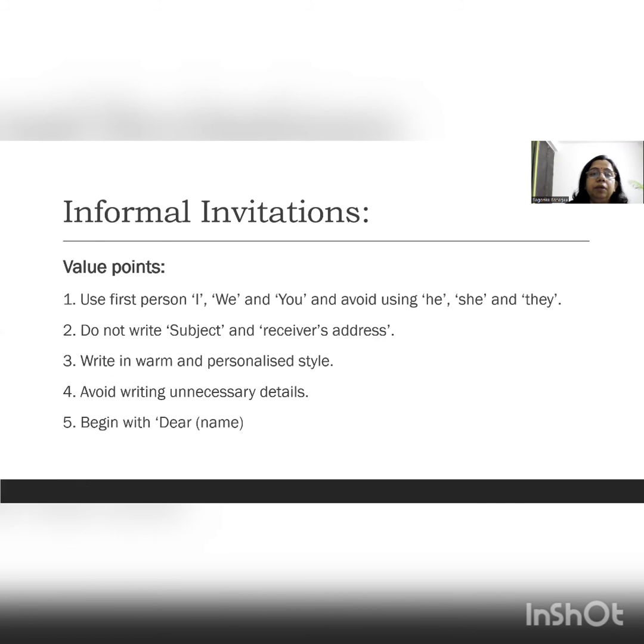Formal letter. Now coming to the informal invitations, the value points are: use first person, I, we, and second person also, you, and avoid using he, she, and they. Do not write subject and receiver's address, because it's a personal letter. Write in a warm and personalized style. Your style should be very warm. Avoid writing unnecessary details. This is not a big letter, this is just an invite, so you do not need to give unnecessary details. And you can begin with dear and the name of that person. So these are the value points for the informal invitation.